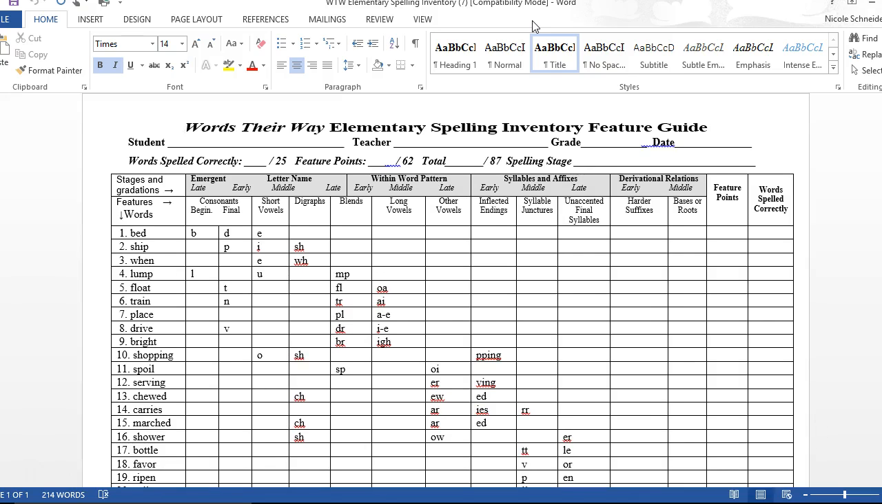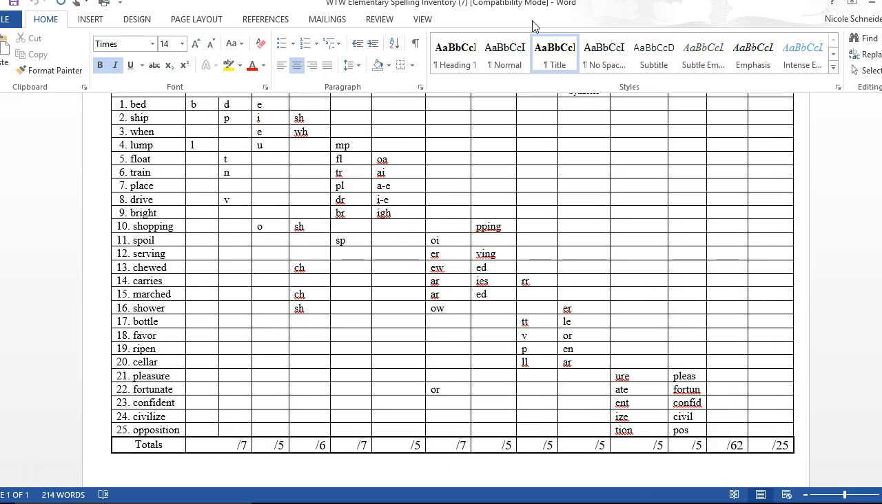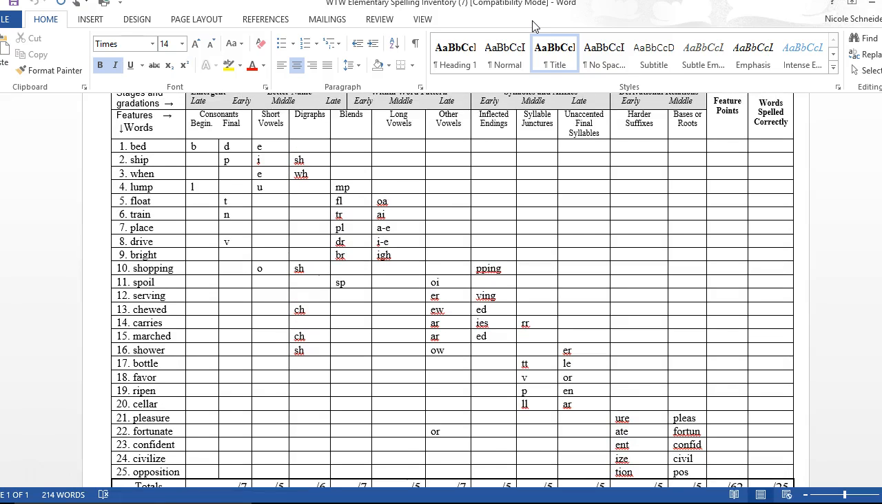All right, so this is the elementary spelling inventory. Just so you know, there is a higher level one for upper elementary, but for the majority of the students that you'll be working with, this is appropriate. As you can see, the words get harder as they go along. So you want to let your student know that the words start out easy and then they tend to get harder as we go along, and to just do your best and write the words as they hear them.